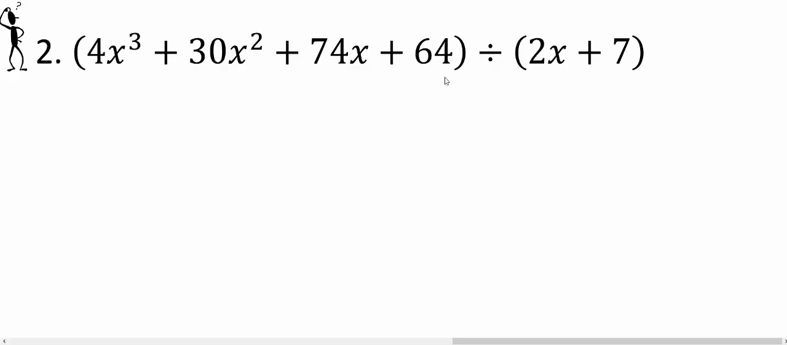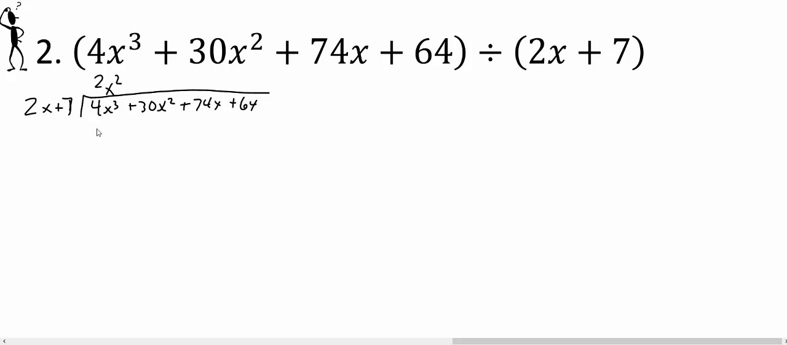Pause the video. Same process here. I take the 2x plus 7 and I put it on the outside. I have the 4x to the 3 plus 30x squared plus 74x plus 64. Now I divide. 2 goes into 4 twice. X goes, and I need an x squared. Okay, that is going to be 4x to the 3.